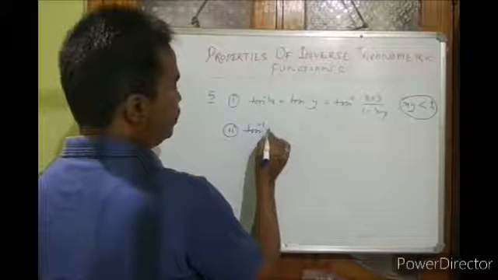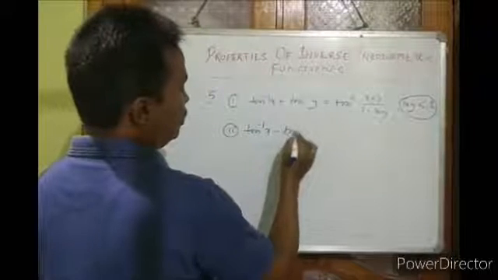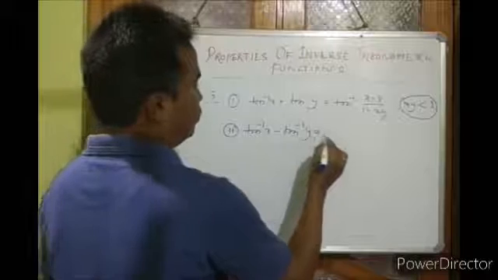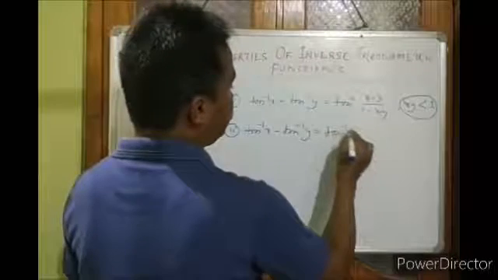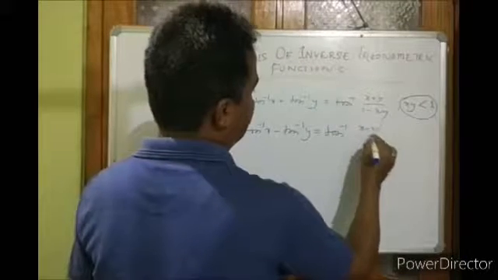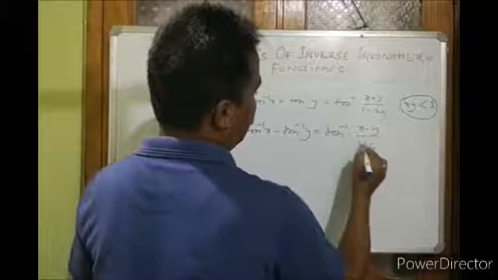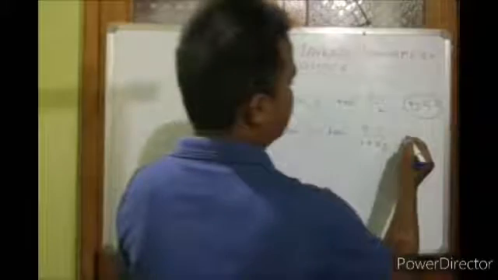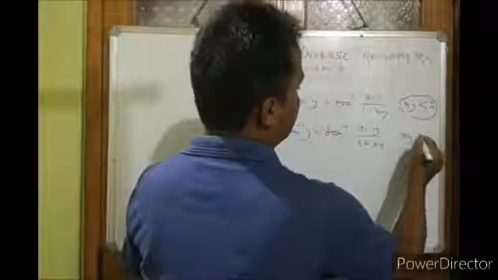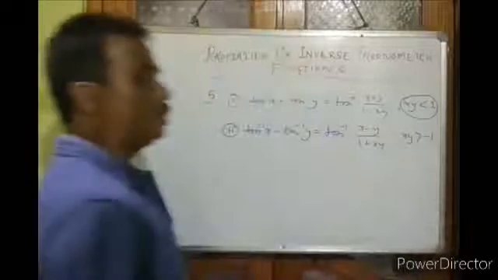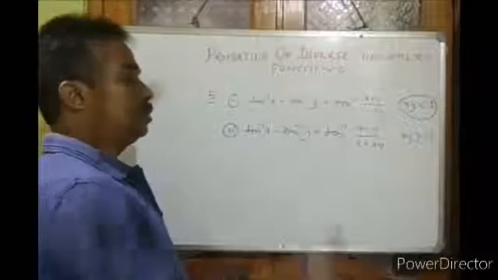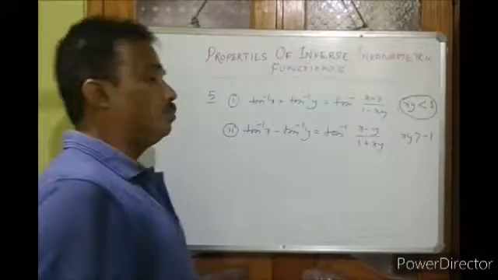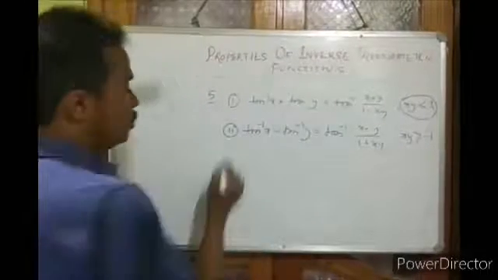The second property is, just replace this: tan inverse x minus tan inverse y is equal to tan inverse of (x minus y) divided by (1 plus xy). And here xy is greater than minus 1. The product of x and y should be greater than minus 1. You have to ensure it.